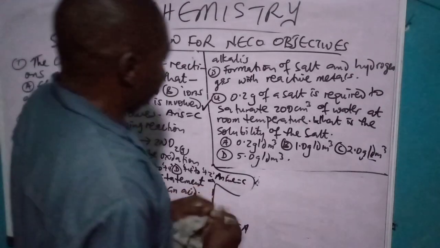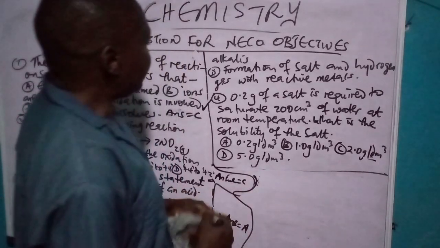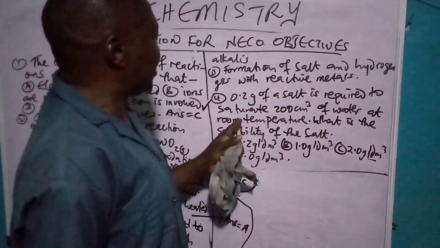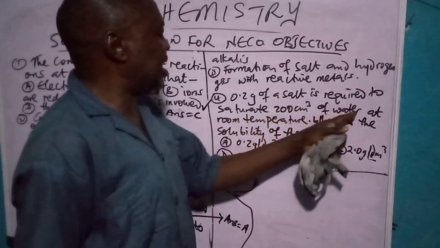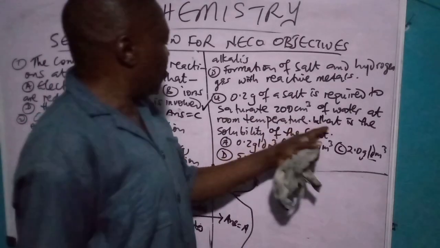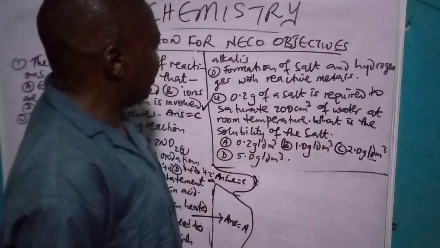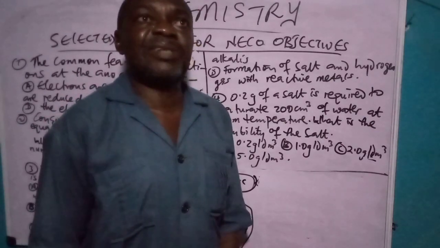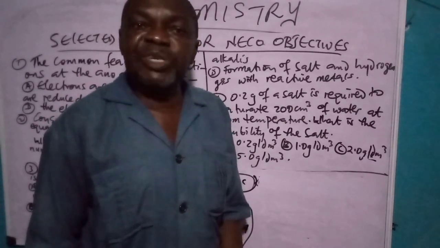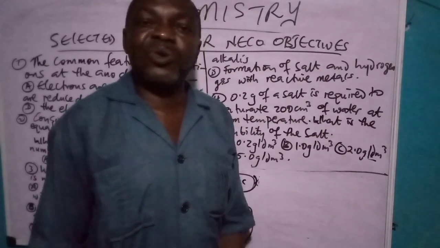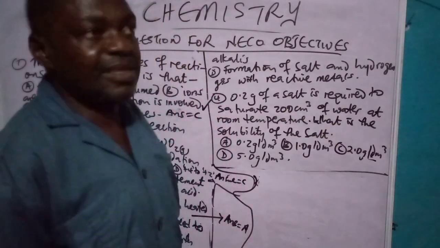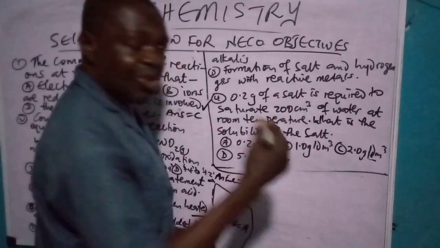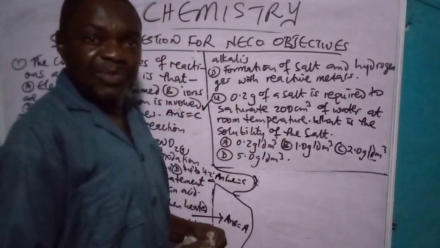Then the last one, last but not the least, number 4: 0.2 gram of salt is required to saturate 200 cm³ of water at room temperature. What is the solubility of the salt? In this kind of situation, there are several methods you can use, but I've actually coined a very short method that is applicable and you still score your maximum mark. So the formula for calculating, you just go to solubility calculations in my previous video, you see it.